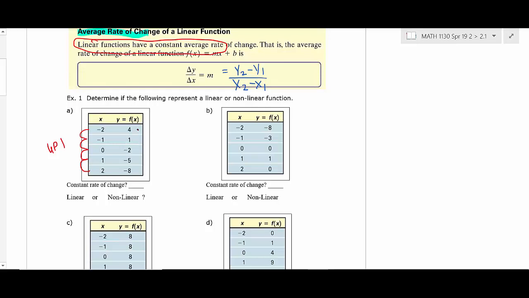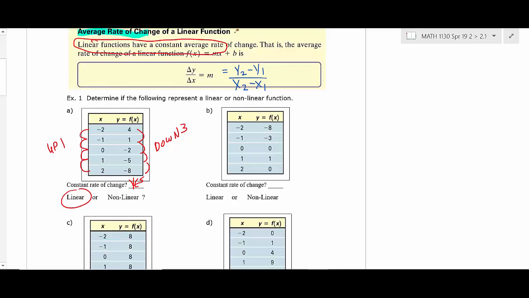So look what happens here. That's going down 3. That's going down 3. Everywhere is going down 3. So that means that it does have a constant rate of change, therefore it's linear. Does that make sense? If x is going up in the same increment, then the y's have to have a constant rate of change. So down 3 always makes that linear. If you plotted those points, what would happen? You'd have a straight line. That's what we mean by a linear function.